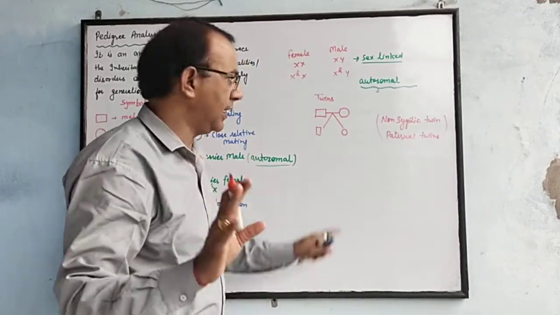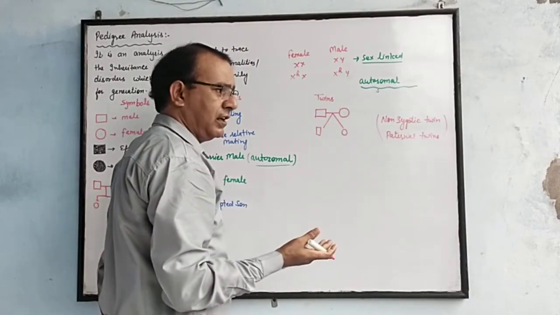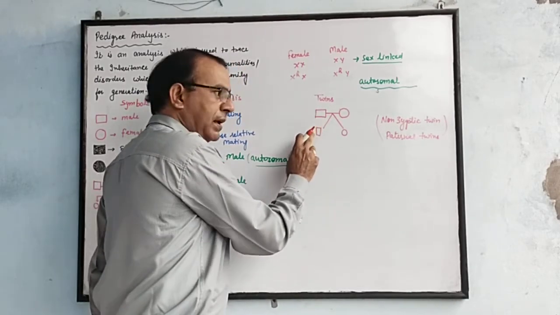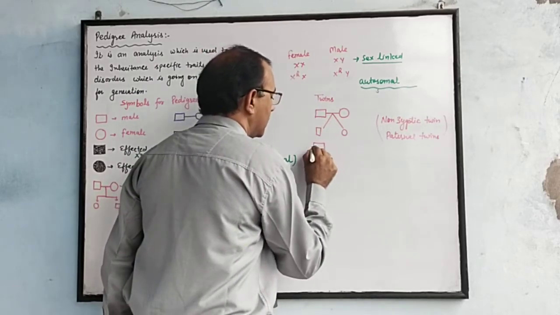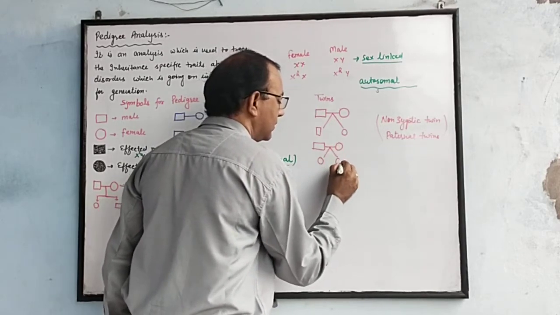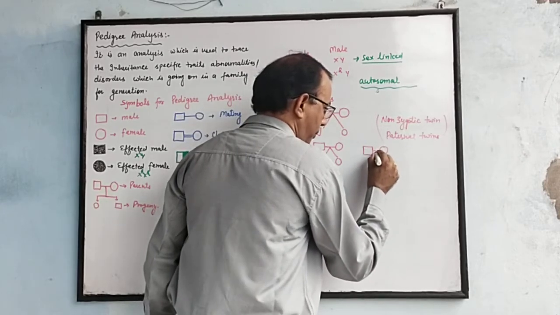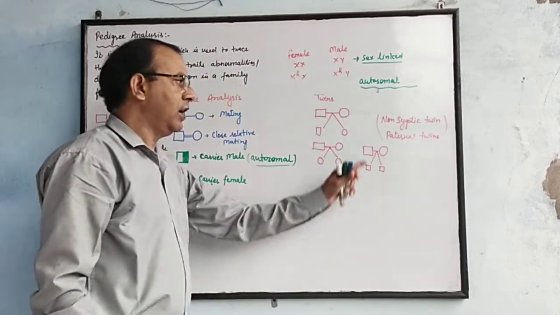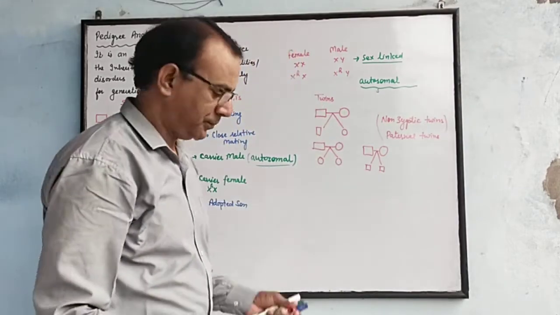There are three possibilities in dizygotic twins, because two different eggs are released by the ovary in the same time period. So maybe one male and one female twin may be produced, or the male mating with the female, twins may both be girls, or both twins may be male. So there are three possibilities in dizygotic twins, or fraternal twins.